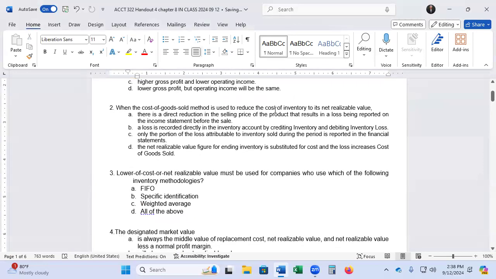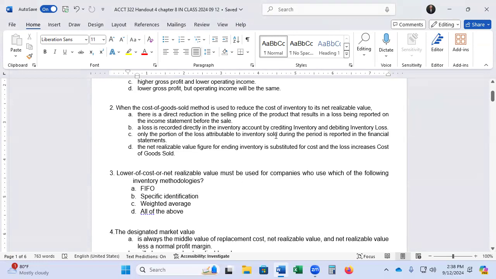When the cost of goods sold method is used to reduce the cost of inventory to its net realizable value, there's a direct reduction in the selling price of the product that results in a loss being recorded on the income statement before the sale. So that's not correct. Even though we think we're going to be able to sell it for less, we don't know how much we're going to be able to sell it for. So you wouldn't report a loss. A loss is recorded directly in the inventory account by crediting inventory and debiting inventory loss, not under the cost of goods sold method.